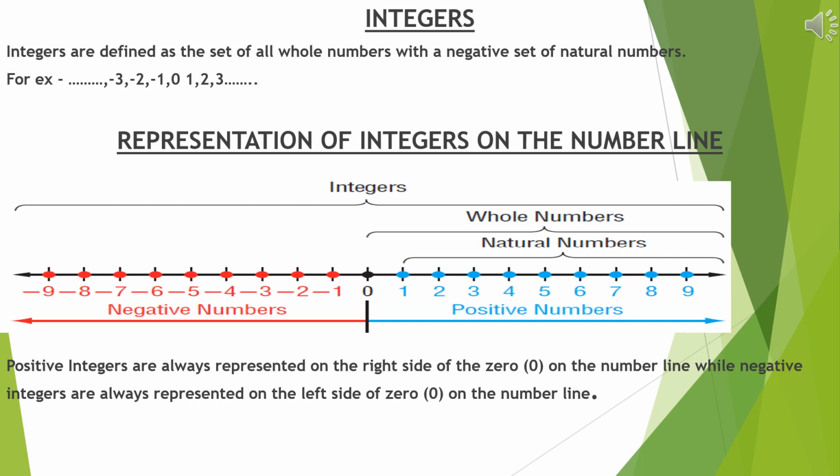Now, we will understand how to represent integers on a number line. As you can see in the figure, the number line is divided into three parts: negative integers, 0, and positive integers. Positive integers are always represented on the right side of 0 on the number line, while negative integers are always represented on the left side of 0 on the number line.